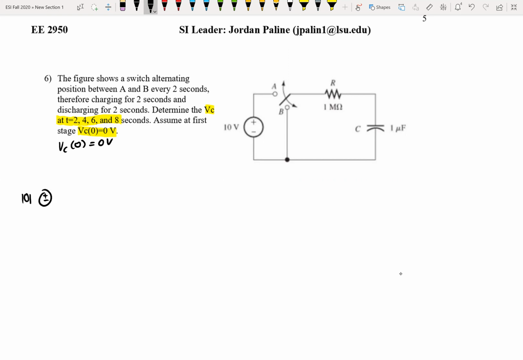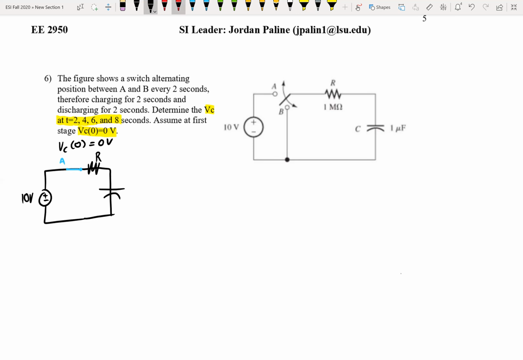minus 10 volts. We have resistor R there, and then this is our switch connected to point A. All right. And what we need to do now is to find out how much it's being charged up over a period of time.